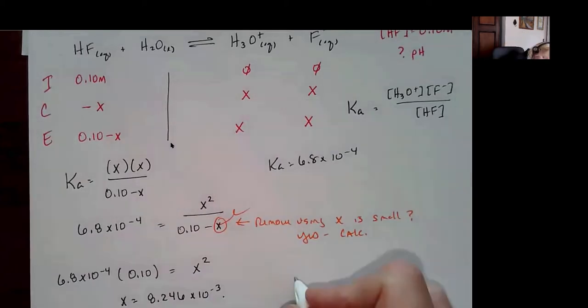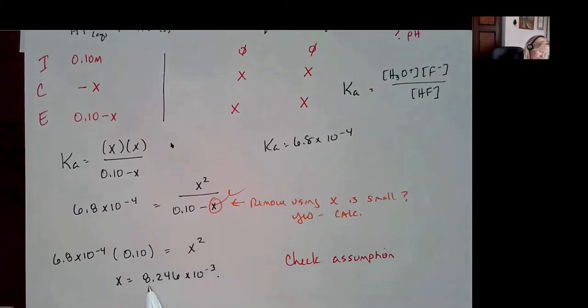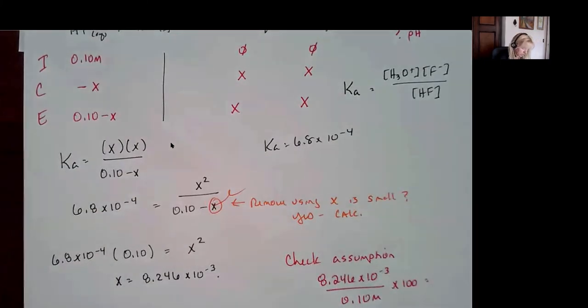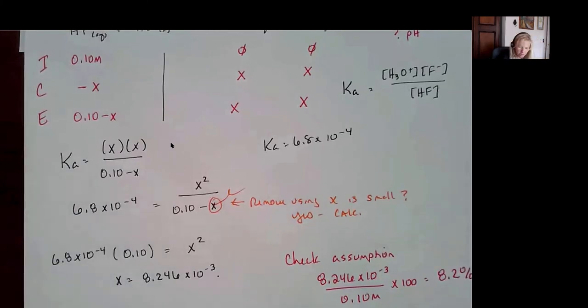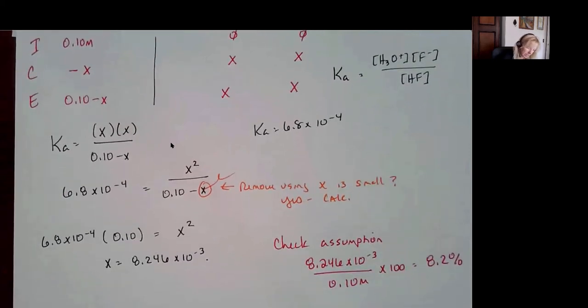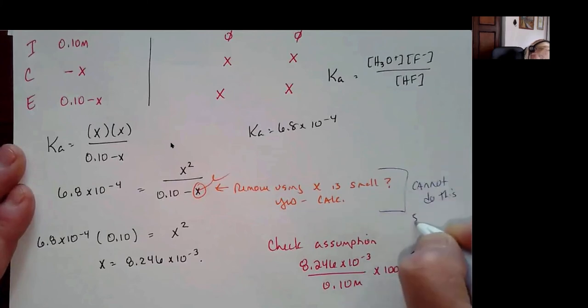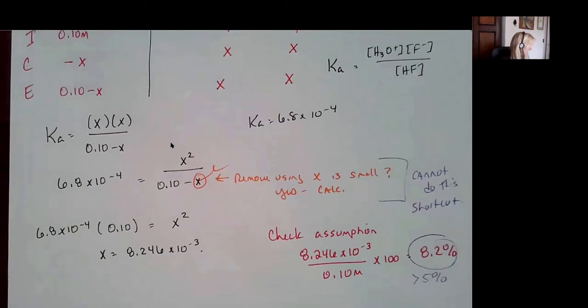Let's check that assumption. So let's check our X is small assumption. I'm going to take my value of X, and I'm going to divide it by my initial concentration. That's going to give me my X is small approximation. So this is 8.2%. This is greater than 5%, so that means that I can't use my X is small approximation here. And it was iffy because I was right on that cusp. So if this is greater than 5%, then I cannot do this shortcut, and I'm going to have to go back in and solve for X using the quadratic equation. Like I said, we'll do a lot of these calculations when we come together for our Zoom meeting.